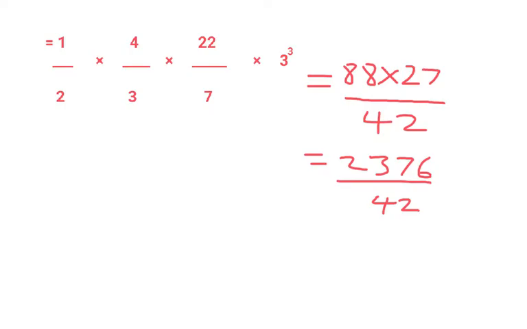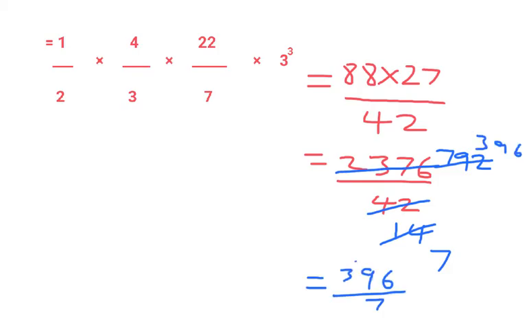What we'll do next is divide using 3. 3 into 42 gives you 14, and 3 into 2376 gives you 792. Now we divide using 2. 2 into 14 gives you 7, and 2 into 792 gives you 396. So we now have 396 over 7.